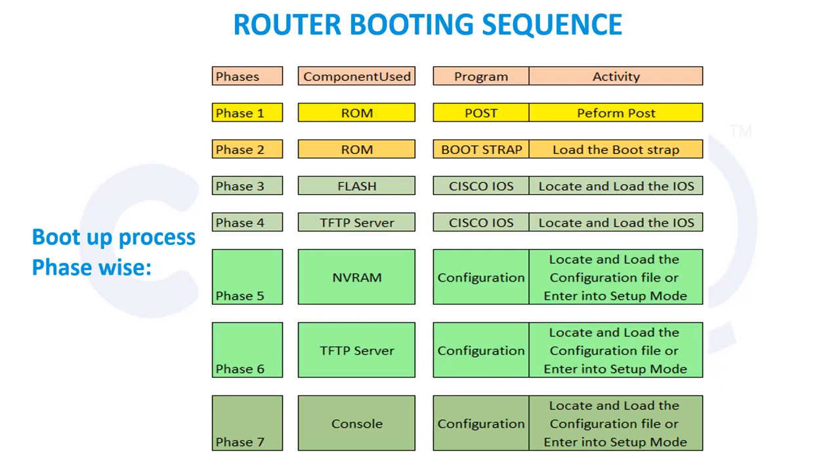So simple: if I have an IOS, I'll boot. If I don't have IOS, I'll load into the ROM monitor mode. If I have a configuration file, the startup configuration file, I'll load it. Otherwise, I'll go to the setup mode for reading the configuration details.